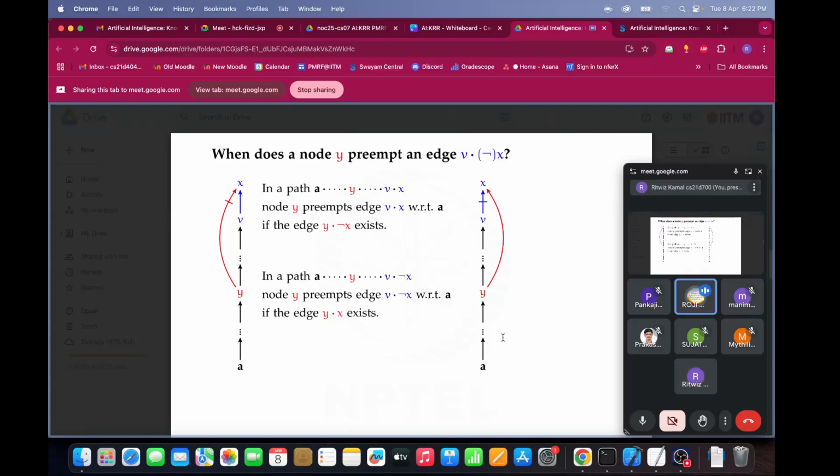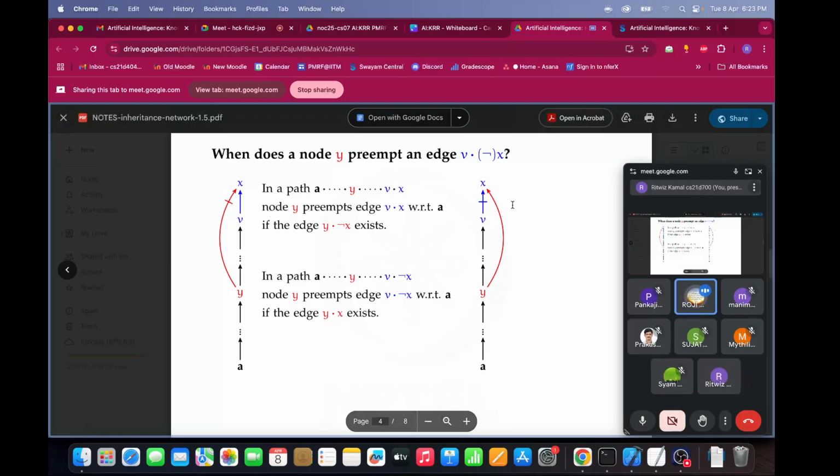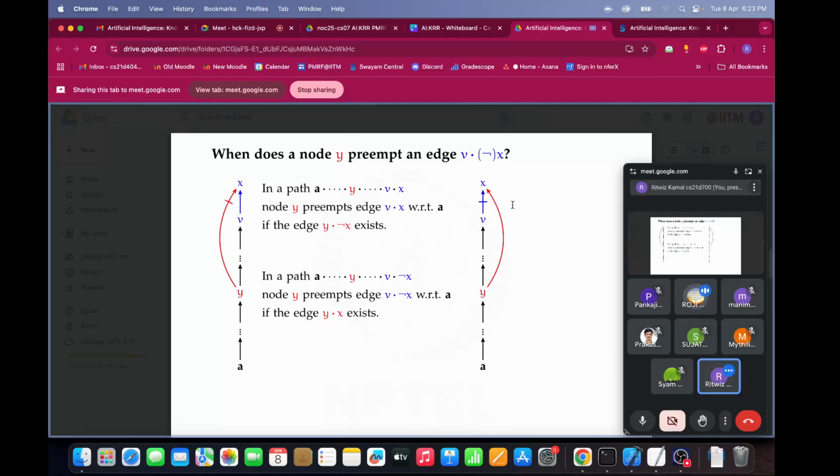Sir, is this condition valid for any intermediate edges as well? For example, in the figure which you have shown, VX comes at the end, am I right, sir? Yeah. If VX comes at the center, and the same thing is happening, Y negative edge to X goes to it, even then can we say that Y preempts the edge? Am I right, sir? Yeah, we can still say that.